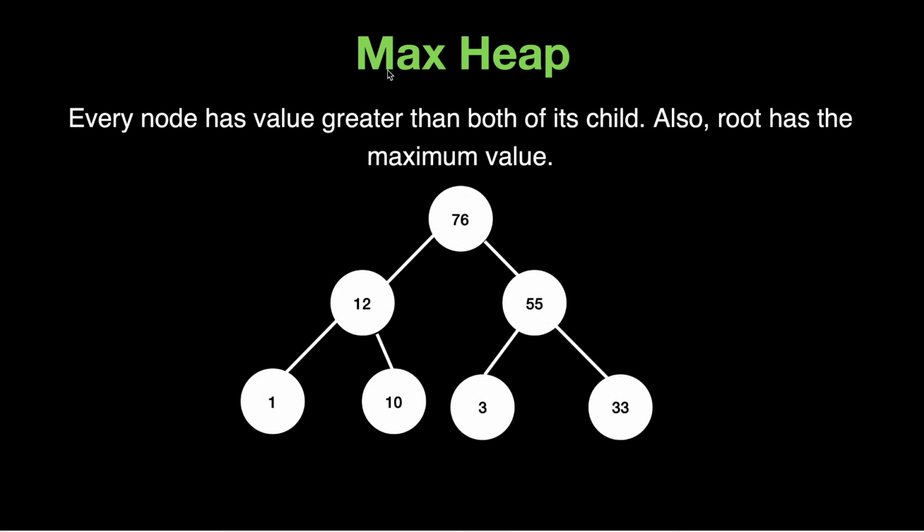Max heap is a kind of heap where every node has a value greater than both of its children. So 76 has children 12 and 55, and 76 is greater than 12 and 76 is greater than 55. If you see 55, it is greater than 3 and greater than 33. 12 is greater than 1 and greater than 10. Yeah, this is a max heap.